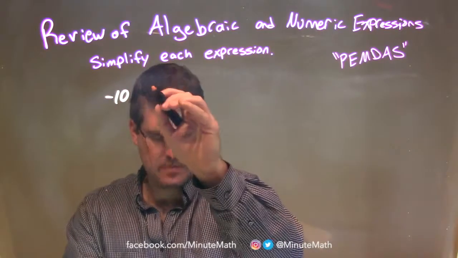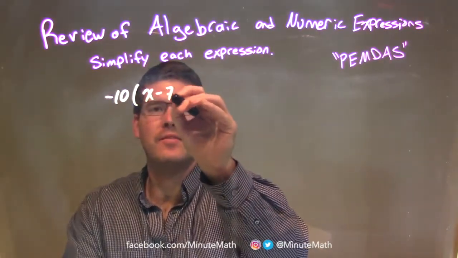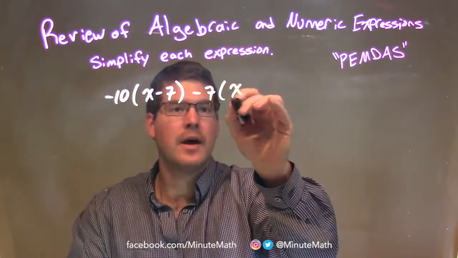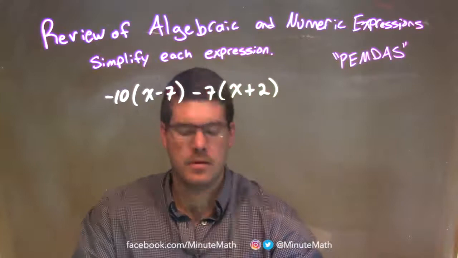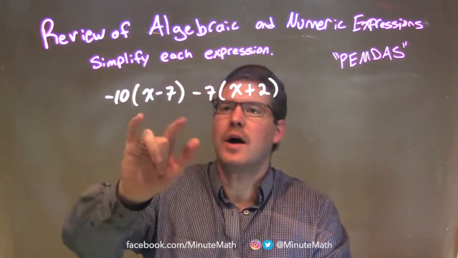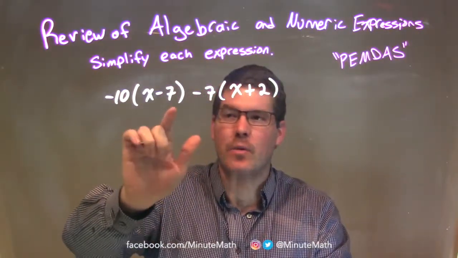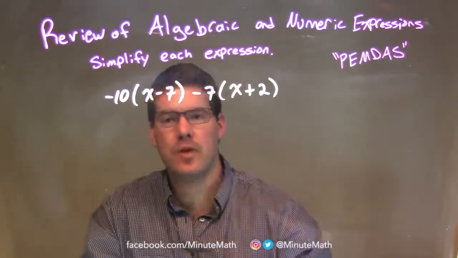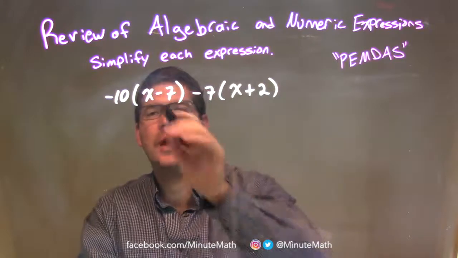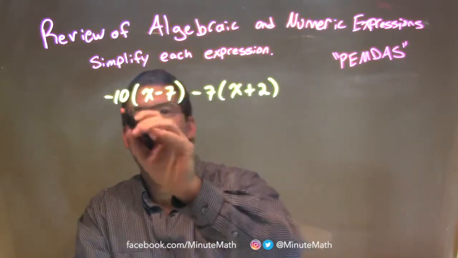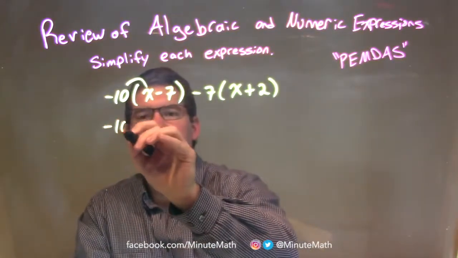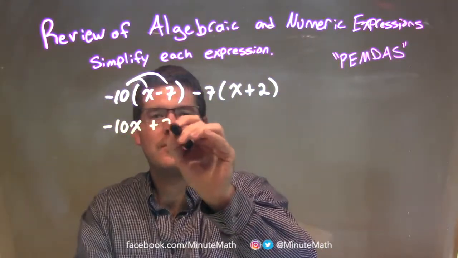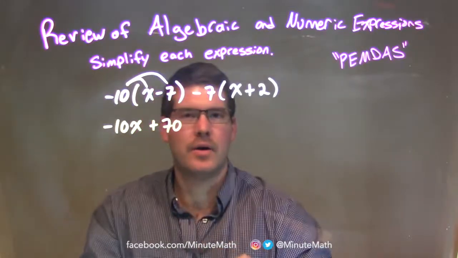Negative 10 times (x minus 7) minus 7 times (x plus 2). Well, when I was given this, I see my two parentheses and I try to simplify within each parenthesis, but I can't. There is no like term inside of each one of these parentheses. So I'm going to distribute now the minus 10 across. So we have minus 10 times x, which is a negative 10x. And the minus 10 times a negative 7 is a positive 70. Negative times a negative is a positive.